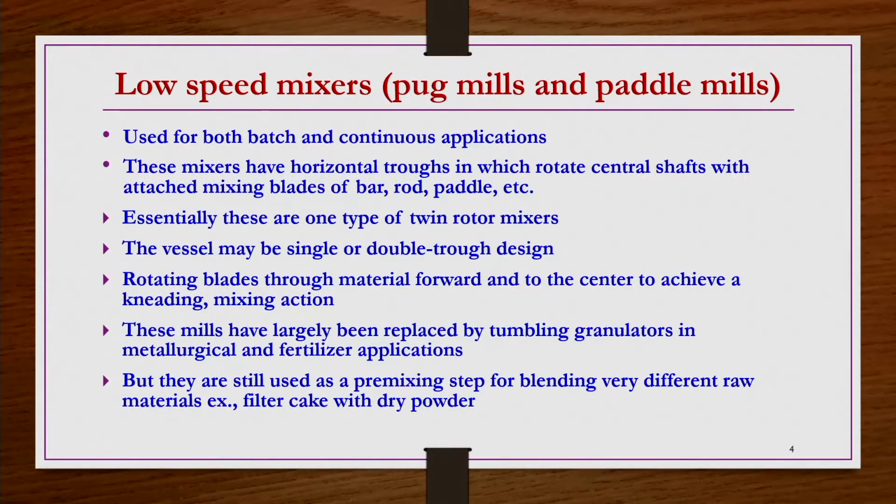However, they are still used as a pre-mixing step for blending very different raw materials. Let us say you need to mix two very different types of material, then mixer granulators are found to be very efficient. Something like filter cake and dry powder. One is the filter cake, a pastry-like material, and the other is a dry powder. These two are very different in nature, and if you want to mix them together, this kind of mixer granulator is found to be very efficient.